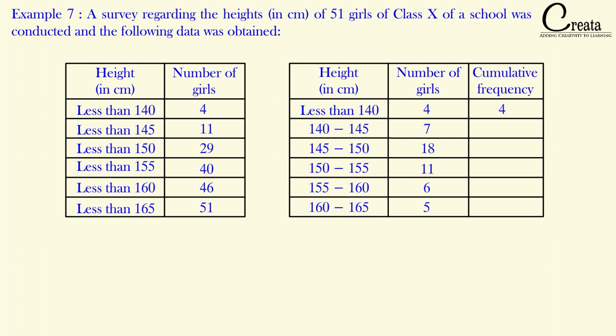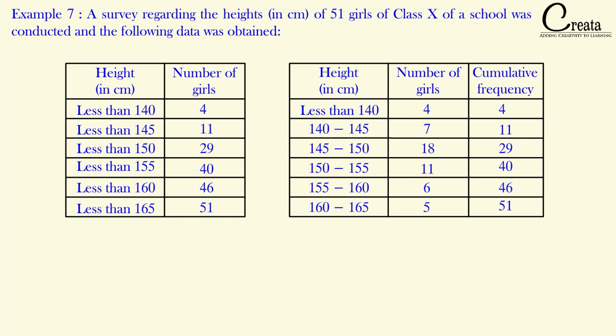In the first row it will be 4. In the second row it is 7 plus 4, which is 11. In the third row it is 18 plus 11, which is 29. In the fourth row it is 29 plus 11, which is 40. Next, 40 plus 6 is 46, and 46 plus 5 is 51. So we got the cumulative frequency.